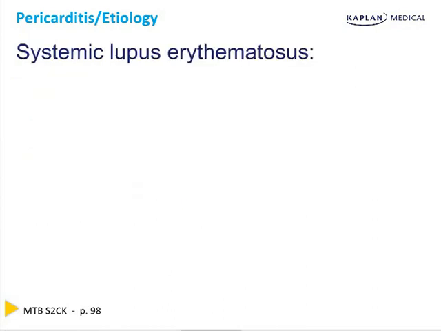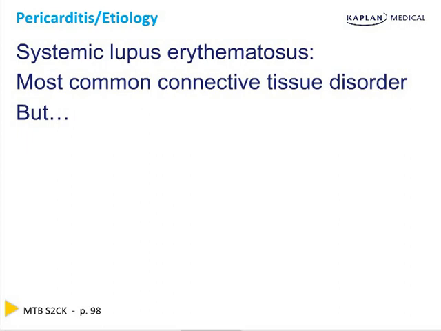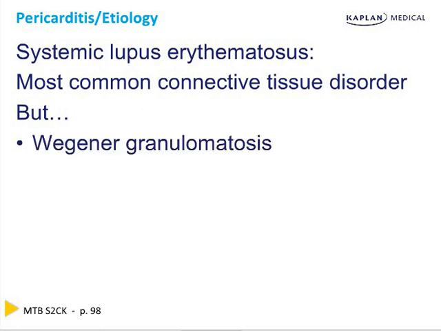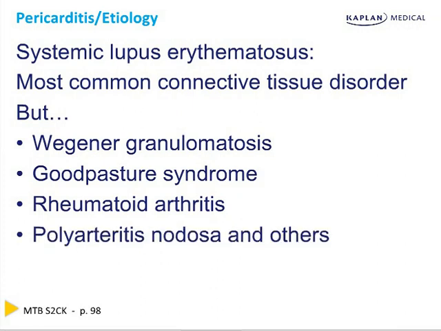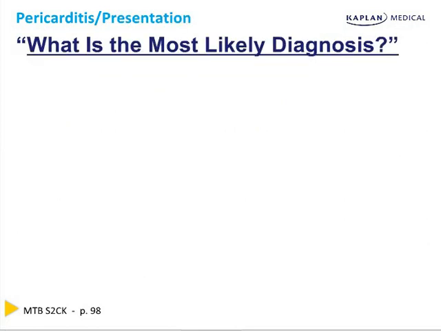Although lupus is the most common connective tissue disorder to cause pericarditis, any of them can do it. Wegener's granulomatosis is a vasculitis that can do it. Goodpasture syndrome causes inflammation of the lungs, and rheumatoid arthritis causes vasculitis, and polyarteritis nodosa, and Churg-Strauss syndrome, and microscopic polyangiitis, and any cause of vasculitis can inflame the heart, make it upset and angry with you, and cause pain, and cause pericarditis.